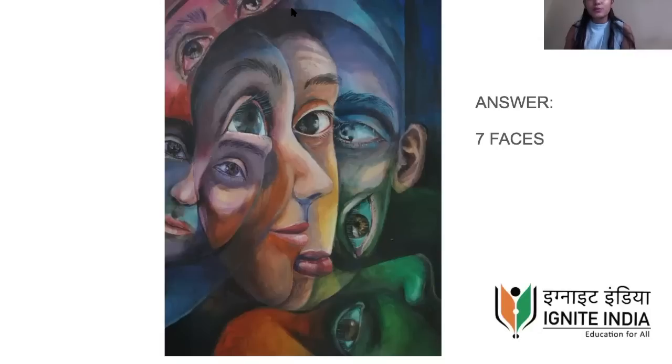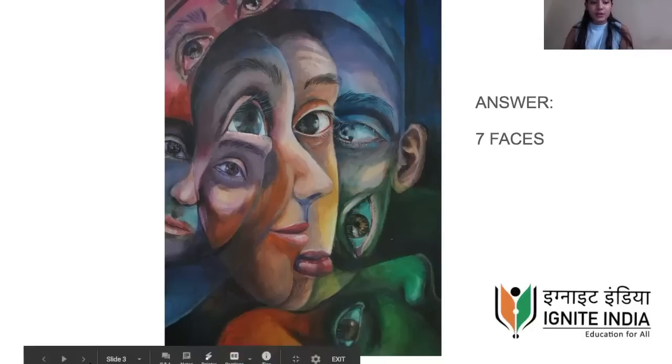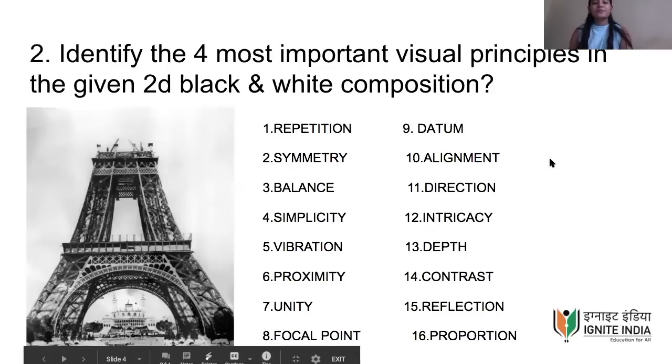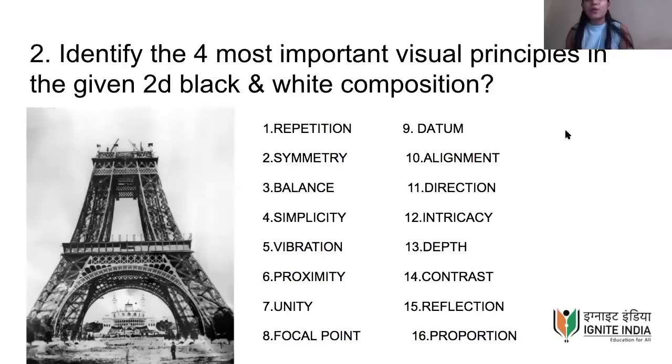Now let's move on to our next question, which is this. Identify the 4 most important visual principles in the given 2D black and white composition. In the first attempt of the NATA paper, these questions were very common, so we have tried to put this, and this is the topic of principle of design. So clearly focus, see the image, see the options, and try to take another 10 seconds to solve this.